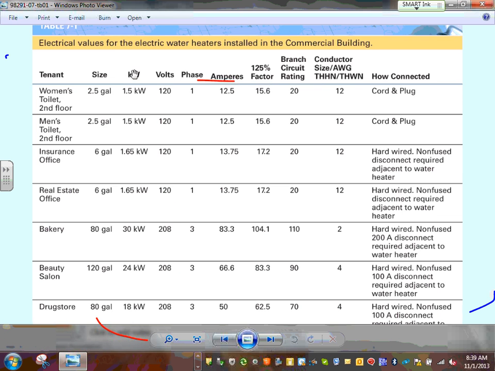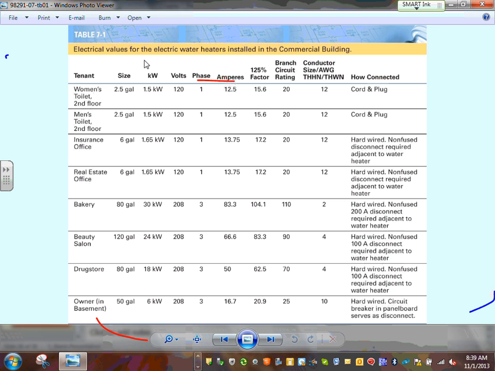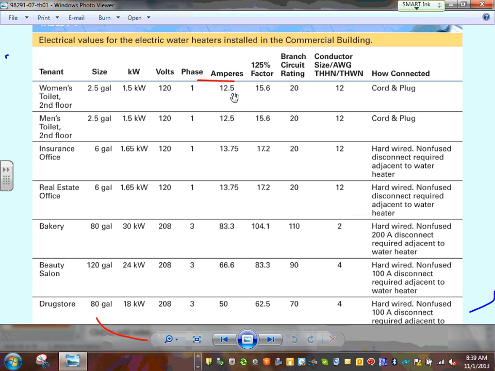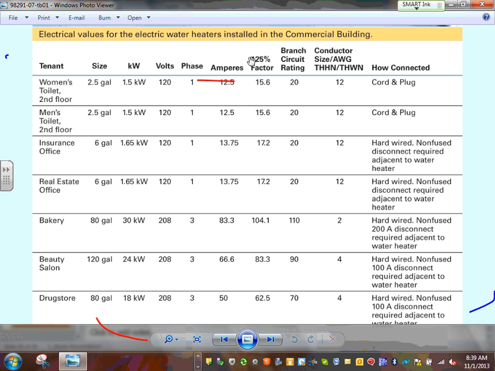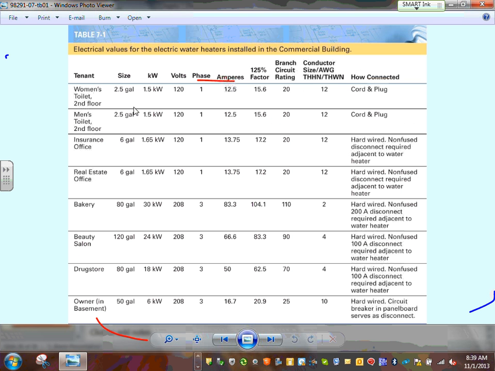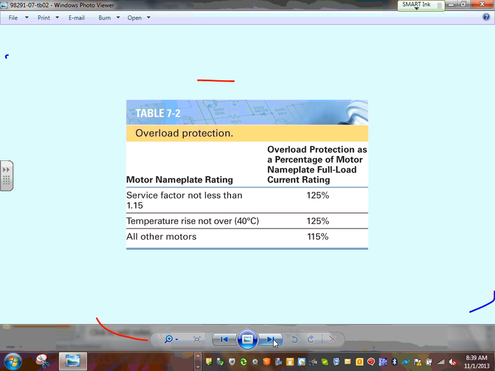What I want to emphasize for the project that we have: this is electrical values for electrical water heaters installed in a commercial building. These are all electrical water heaters. I want to bring to your attention this factor. Isn't that the magic number? 1.25 to size the conductor and the overcurrent protection device. Can you see that, for all of them? Take the full load amps, multiply by 1.25, size everything. For the most part.